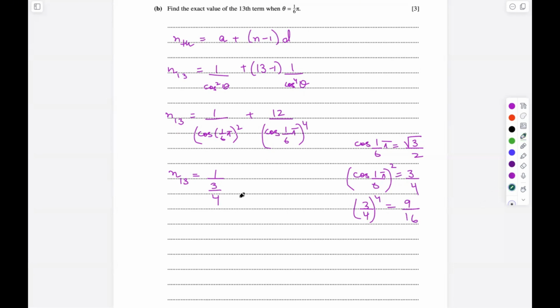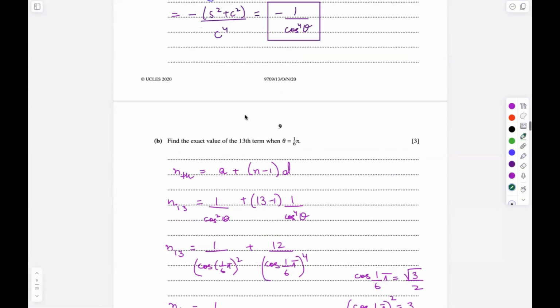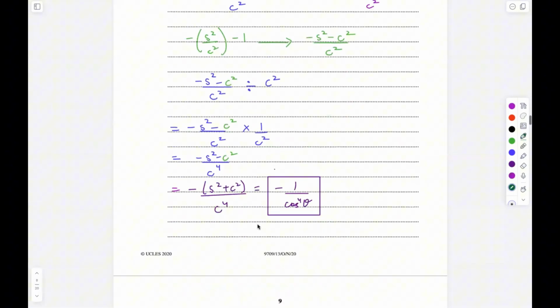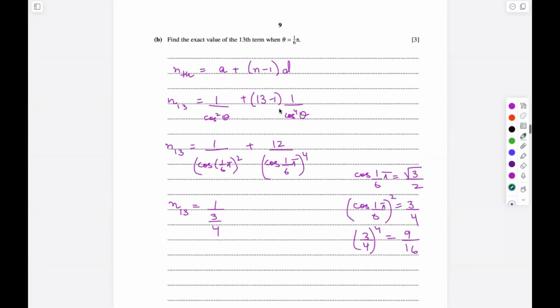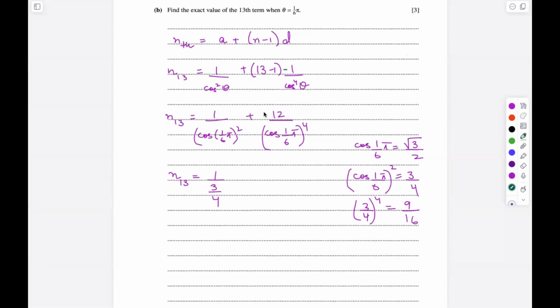Now, once we have the values of cos to the power 4, just one correction over here: this was with a negative sign. So the common difference was with the negative sign, so we'll have a negative sign with the 12 over here. So this will become a minus over here, and 12 divided by 9 upon 16.